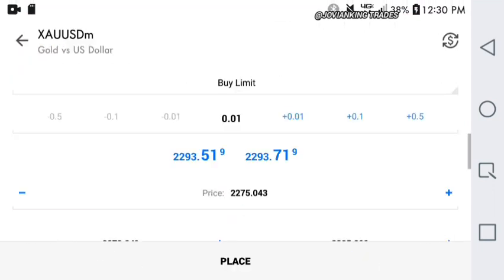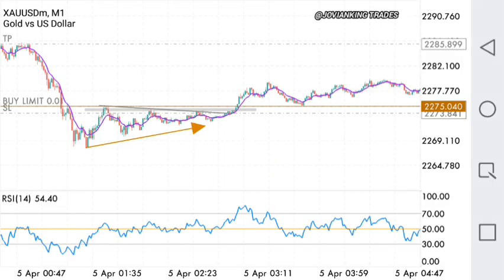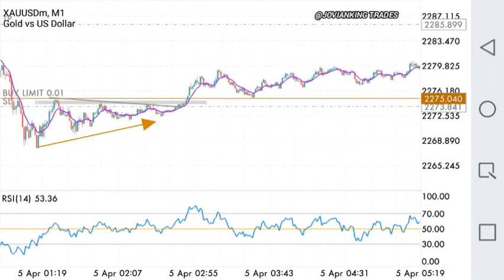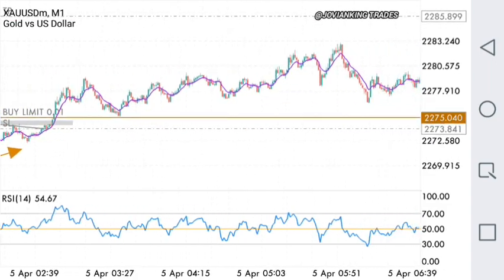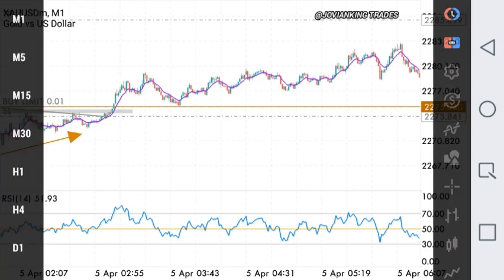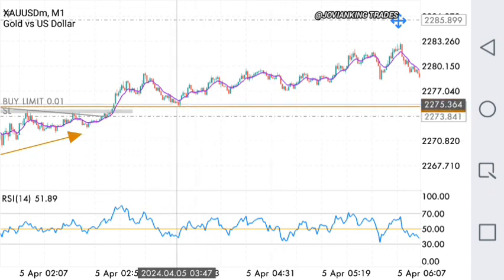So you set your buy limit this way. Here is how it works. You set your buy limit this way and allow the market to play out in your favor. Now, if you notice, the market broke out from that level and came back to retest at this particular level.